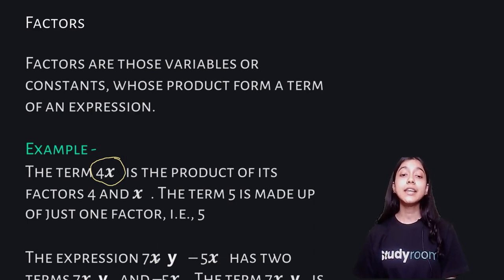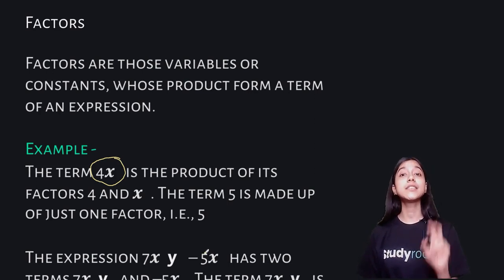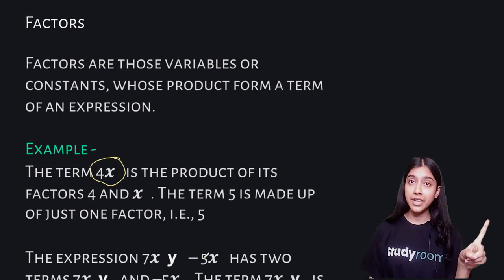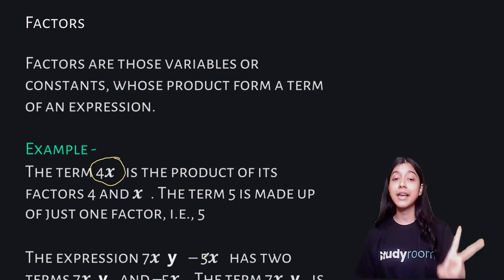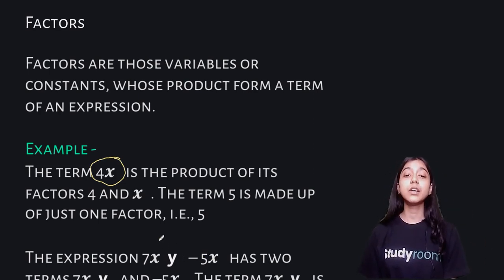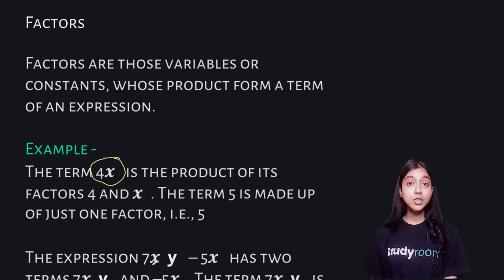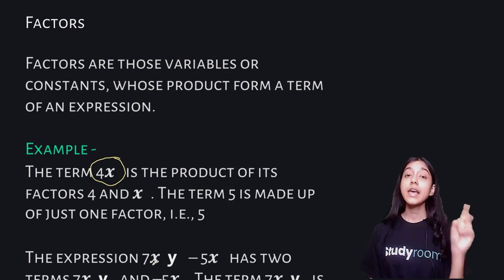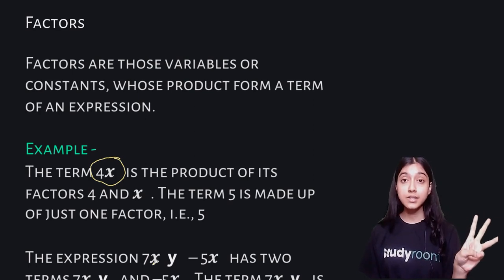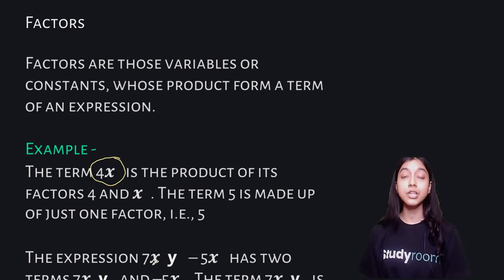So let us take another example, that is 7xy minus 5x. This is an expression which has two terms. The first term is 7xy and the second term is minus 5x. So over here in the first term, what should be the factors of this term? The factors of this term should be 7, x and y, because when we take the product of these three factors, we get this term 7xy.